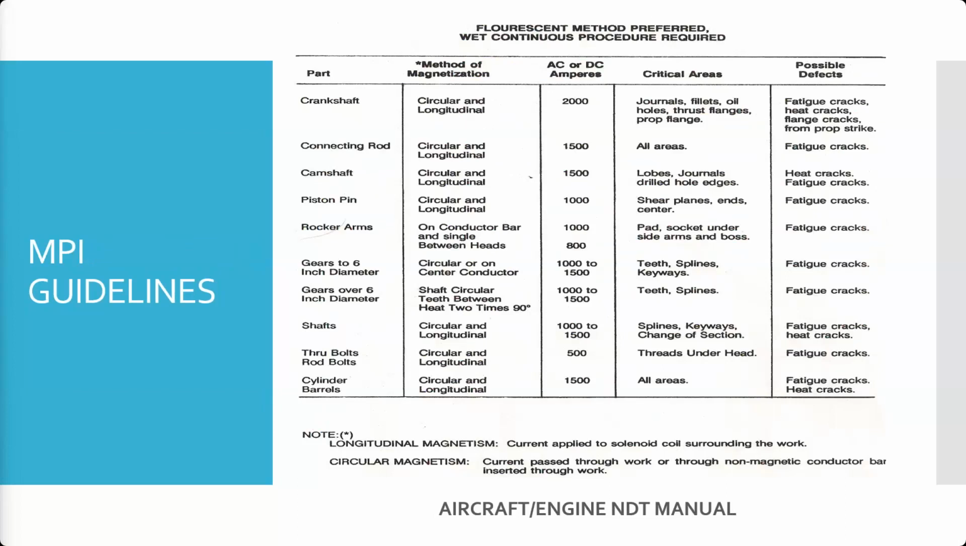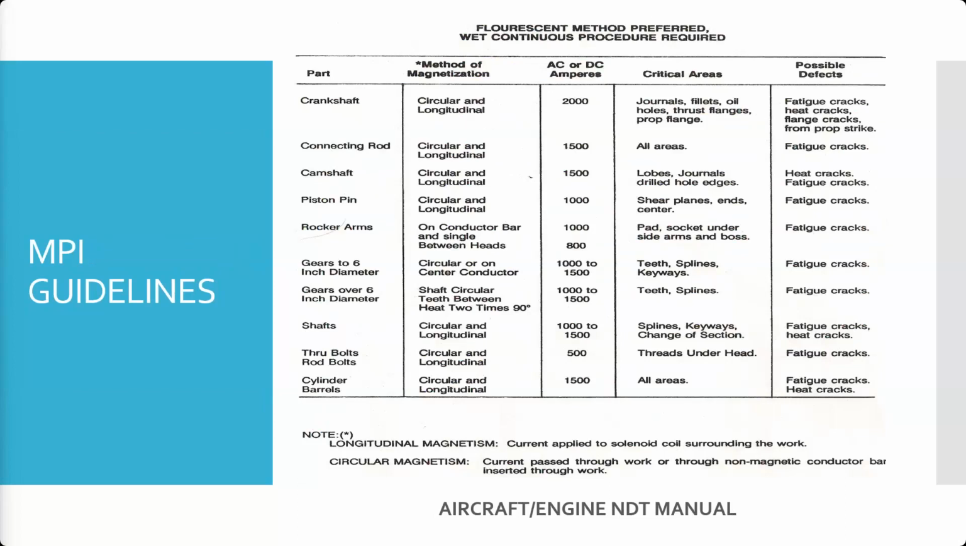So manufacturers and the engineers behind it have come up with general tables that are going to be in the manuals for specific parts. So if you're working with a part and you're performing MPI, there's going to be a procedure developed that's going to tell you how much current you need for that given part.